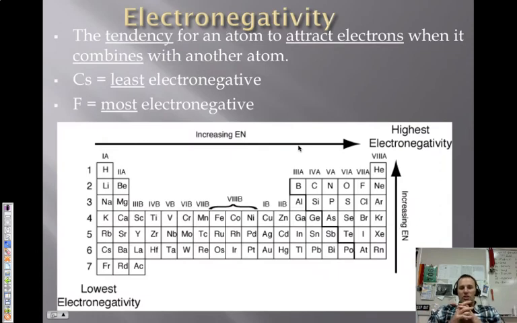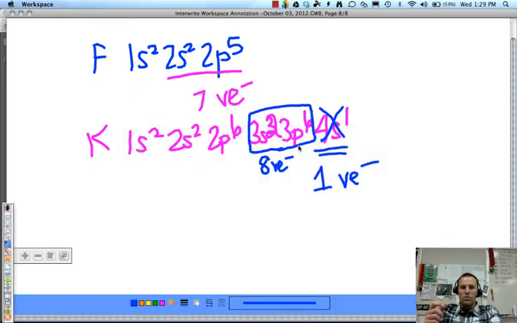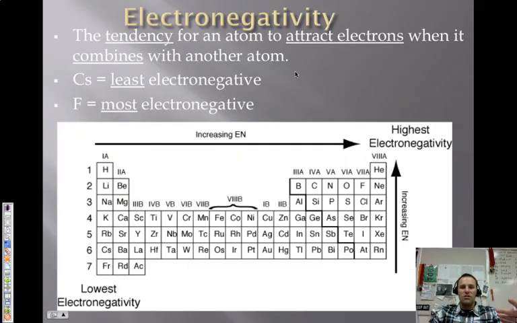The last one is electronegativity, which is the tendency for an atom to attract electrons when it combines with another atom. You just need to remember that fluorine is the most electronegative element and cesium is the least electronegative element. So electronegativity in plain English is how badly does the atom want electrons? It's kind of the same as before. Fluorine really wants electrons. Look. Fluorine is 1 electron away from having 8. Okay, right here. Fluorine is 1 electron away from having 8, so it really wants electrons. So its electronegativity is the most.